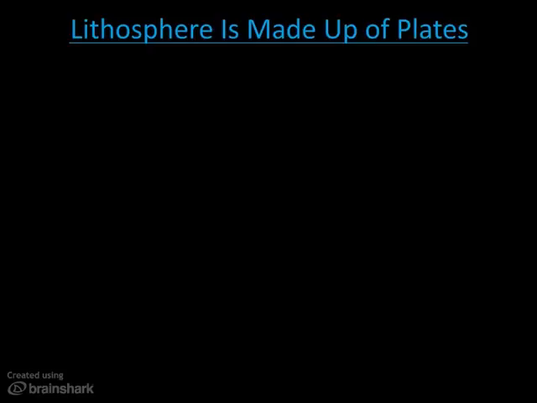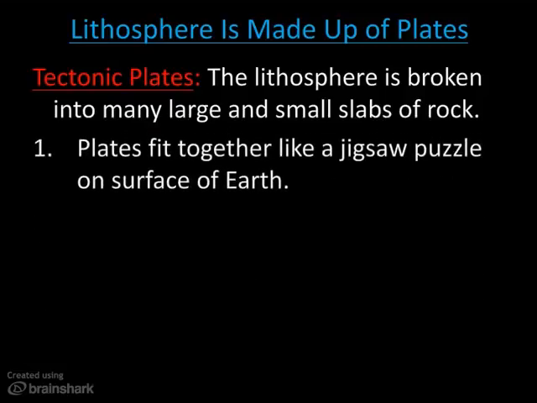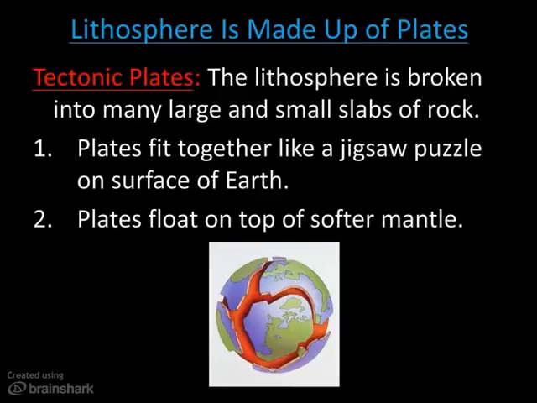All right, now remember that the lithosphere is made up of the crust and the very top part of the mantle. Now, the Earth is not one solid piece of crust, is it? It's actually broken up into smaller chunks of rock or slabs of rock, and these are known as tectonic plates. Some of these plates are very large and some of them are small. These plates fit together a lot like a puzzle on the surface of Earth, and they float on top of the mantle.